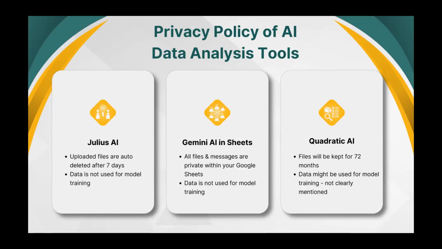Then it automatically writes interpretations for you. Data is automatically deleted within 7 days. Data is not used for model training. It is super affordable after applying the researcher discount. So overall, we have a clear winner, right? I definitely recommend Julius AI compared to the others.